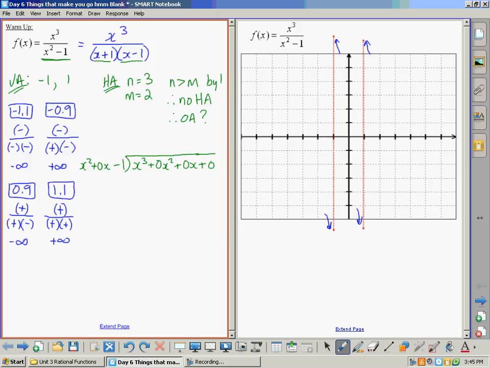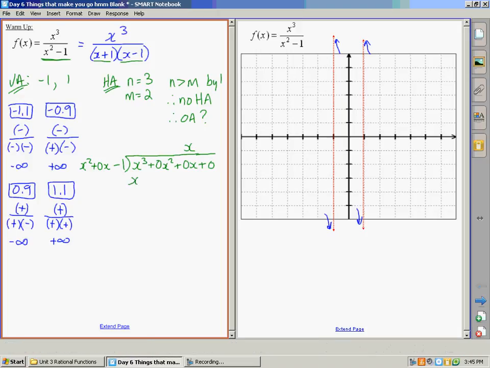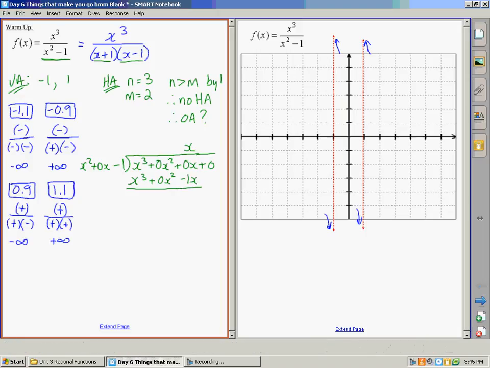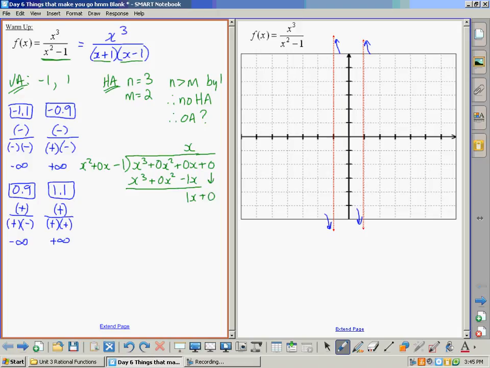I'll ask what do I multiply by x squared to get x cubed. So that's obviously x. So I go down here, x cubed plus 0x squared and minus 1x. Subtract. This is 0 minus minus 1, so that becomes positive 1x. And that's as far as I can go. Because this is only an x and I'm dividing by x squared, that is my remainder there. So I'm done.